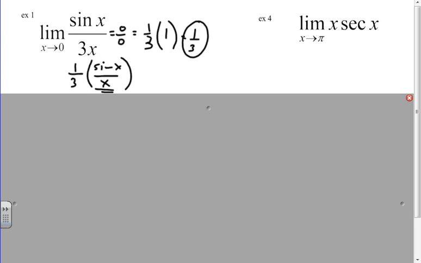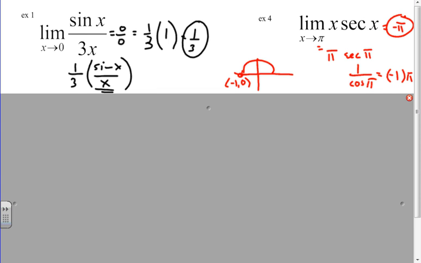Doing the same thing when we have a limit of x times secant of x as x approaches pi. As we plug in pi, we have pi times secant of pi. It appears that we can actually use direct substitution. It doesn't give us 0 over 0. It actually does give us a value. That's pretty cool, because 1 over cosine of pi, and cosine of pi is -1, so it will be -1. So this is going to equal -1 times pi, which gives us negative pi as our answer.